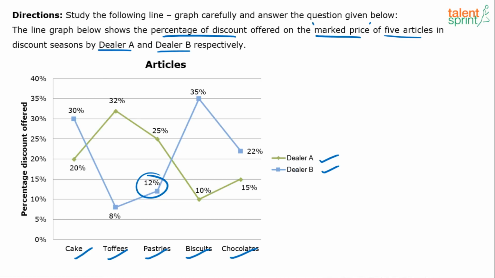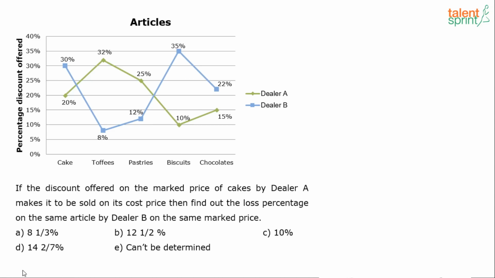The discount offered by dealer A on toffees is how much? Dealer A is the line in green, toffees here 32%. So 32% is the discount offered on toffees by dealer A. So that's the data, very simple. Let me present the questions to you all. Here's the first question. Try it out quickly. I'll give you 1 minute per question. Let me know once you're done so that we can take it up.